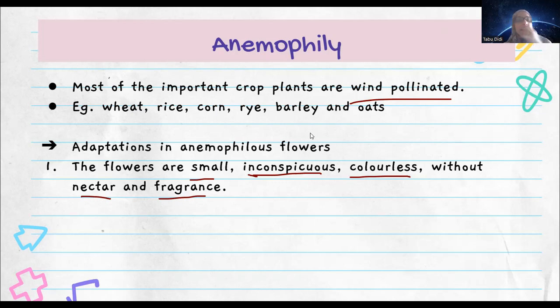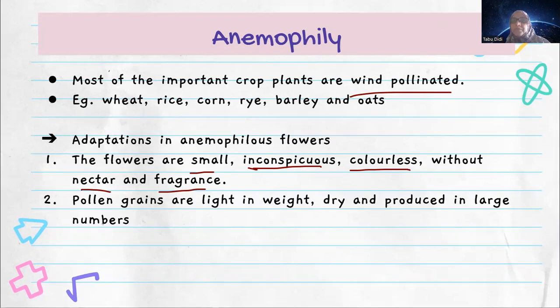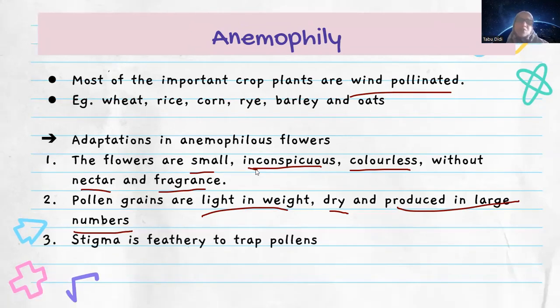Okay. Then their pollen grains will also be very light in weight because through wind they have to be carried from the anther of one flower to another. So they are light in weight, they are dry, and they are produced in very large amounts. Because through wind it has to be carried from one place to another, the number has to be good because most of the time these pollen grains go wasted.